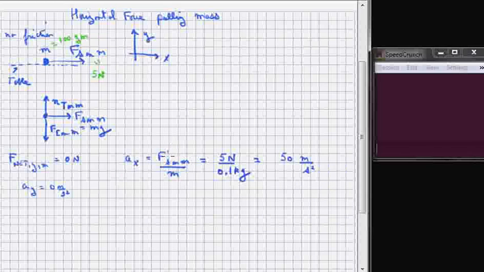On the other hand, if you have this same force acting on a 1,000 kilogram mass, the acceleration is going to be much smaller. And so acceleration is inversely proportional to mass. It's directly proportional to force. These are simple but important ideas.